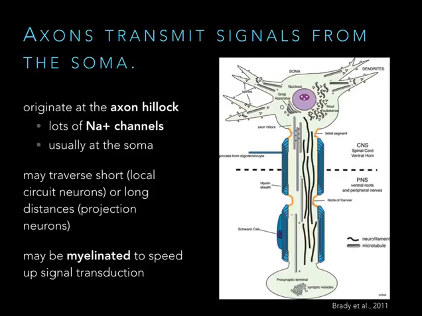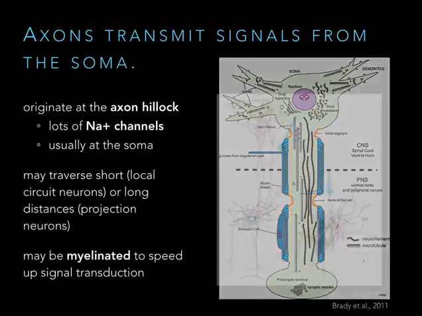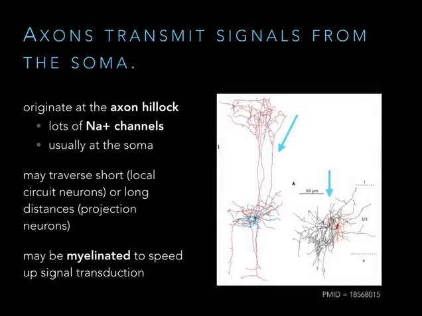Now the axon is joined to the cell body at a region that we call the axon hillock. This is loaded with sodium channels, which, as we will see, are absolutely fundamental for generating positive electrical current in our neurons. The axon itself is actually fairly small in diameter, despite what this hideous cartoon is showing you. It's small in diameter, and it can traverse very long distances or very short distances.